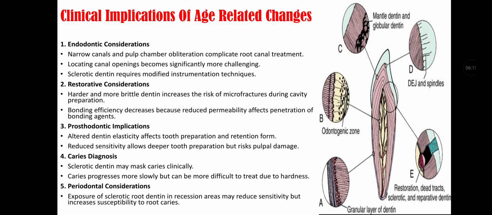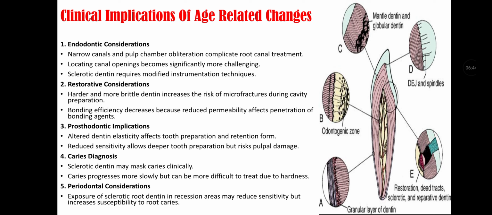Second clinical implication is restorative considerations, as harder and more brittle dentin increases the risk of microfracture during cavity preparation, and bonding efficiency decreases because reduced permeability affects penetration of bonding agents. Third clinical implication is prosthodontic implications, as altered dentin elasticity affects tooth preparation and retention form. Reduced sensitivity allows deeper tooth preparation but also risks pulpal damage.